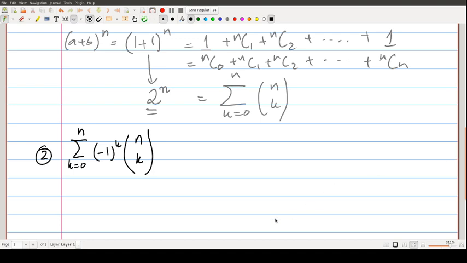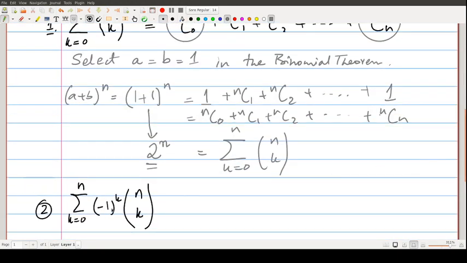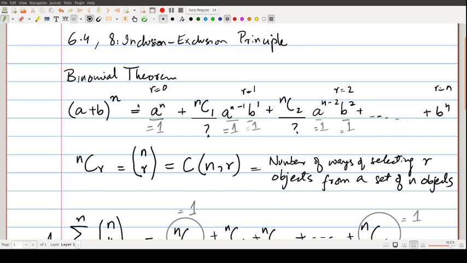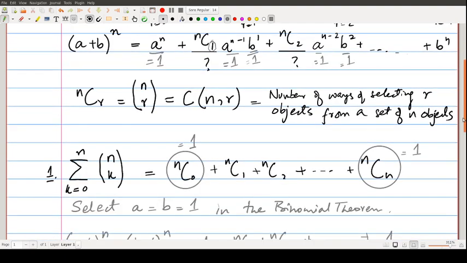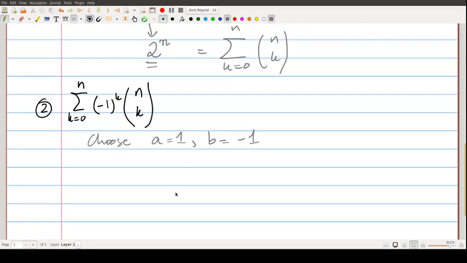So if I want to find out what this series equals, I look at my binomial series and try to generate the series. So on every term I want a -1 to the power r, and to do that, that's really simple. b is raised to the power of this number, right? And so if I choose in my binomial theorem a equals 1 and b equals -1, then I should get the following.